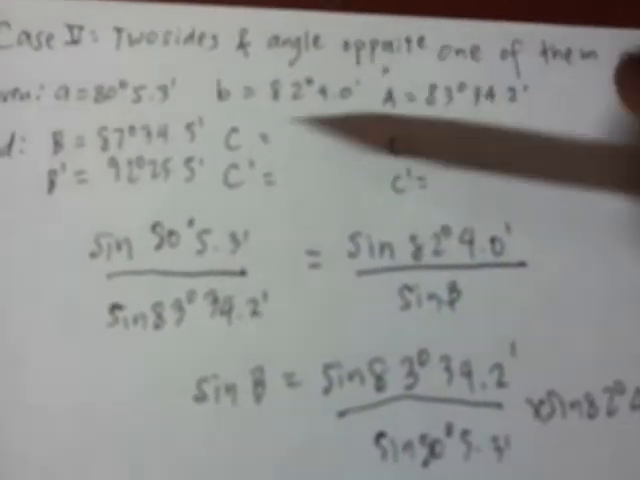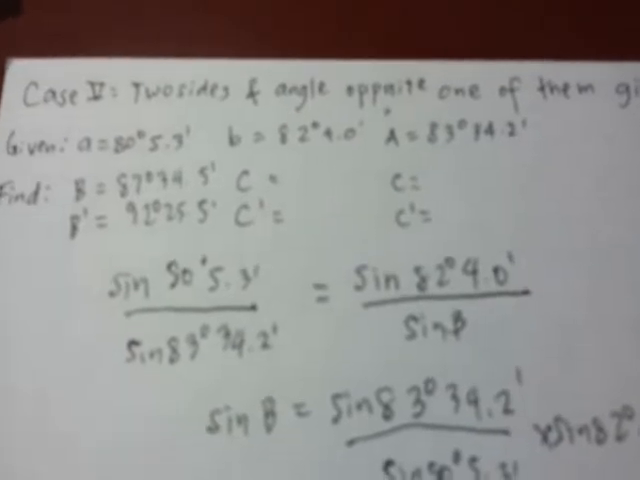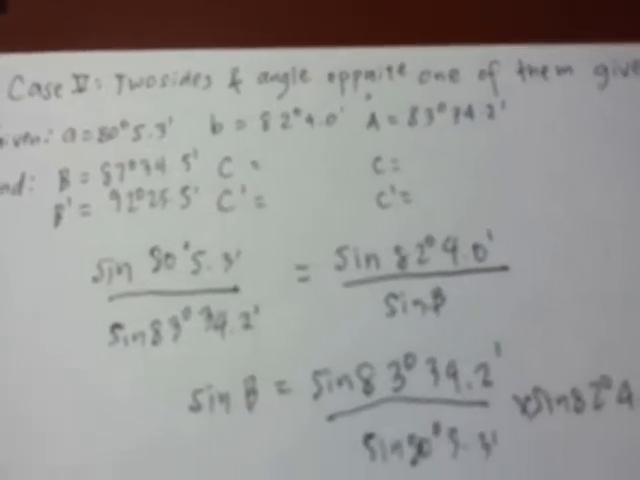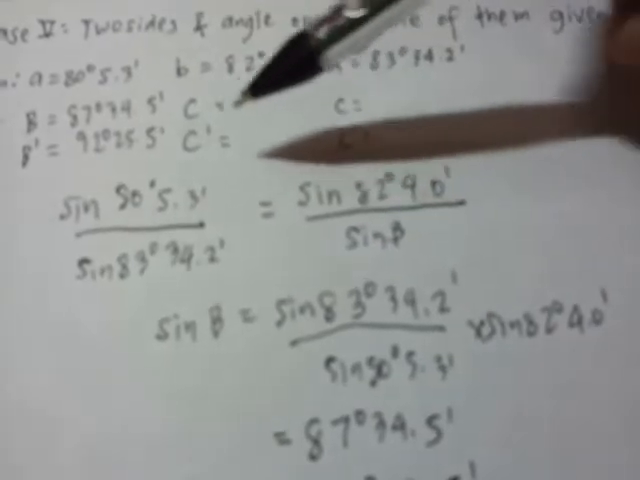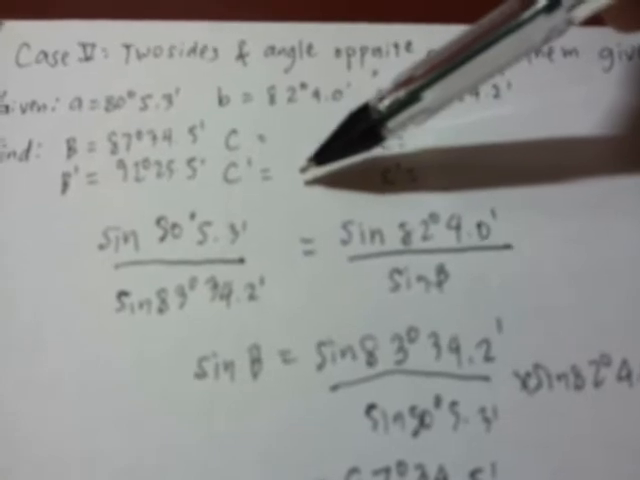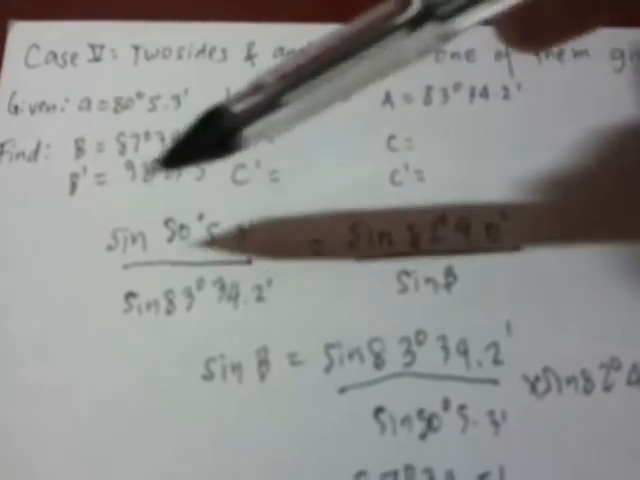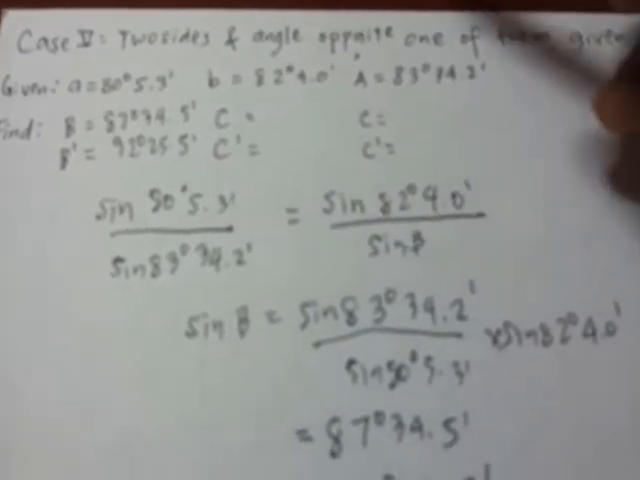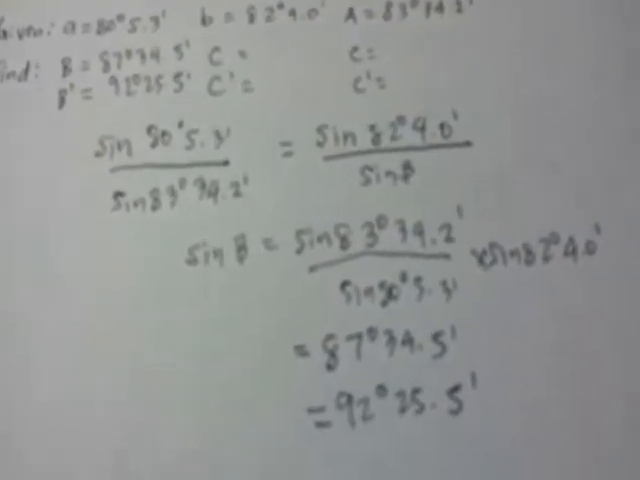If any one of these values, when you input it in your calculator, produces a syntax or math error, it means that the triangle for that combination is not possible. So suppose that when you try to solve for the C prime, there's a math error in the calculator. It means that this triangle is non-existent. Okay, so let me proceed into solving this first set first.